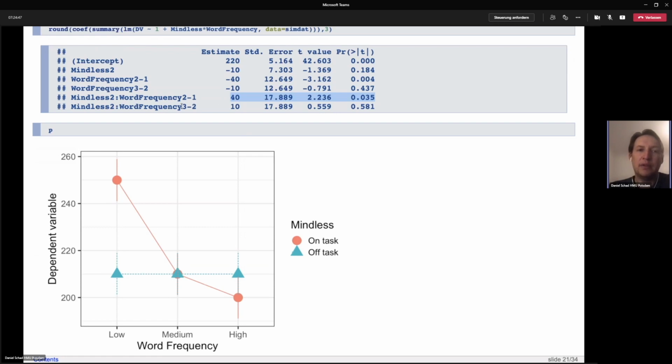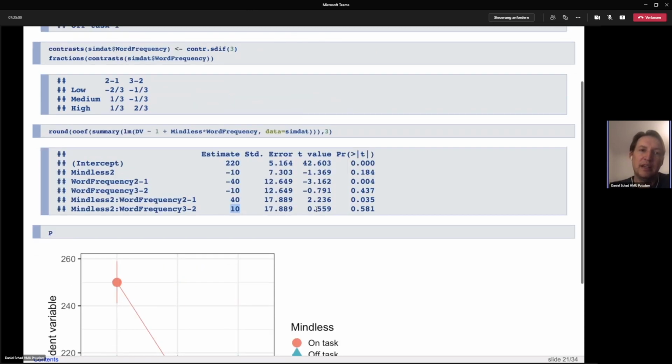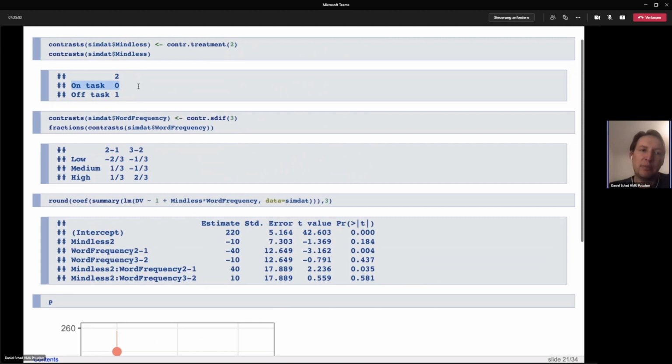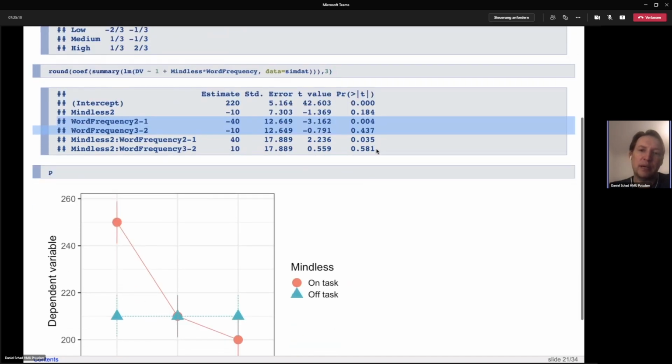And then we can do the same for 3 versus 2, so high versus medium. We once have an effect of 0, then we have an effect of minus 10. The difference is exactly 10. Okay, so by having on task as the baseline condition, we can in one model get the word frequency effect in normal reading and the difference to mindless reading.